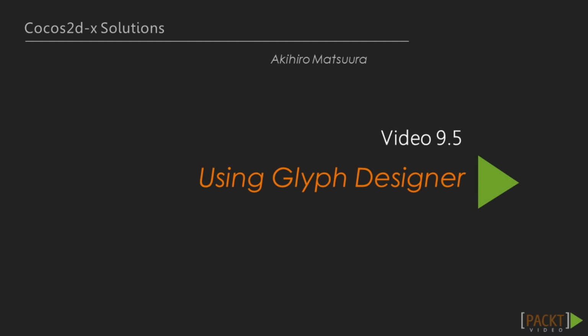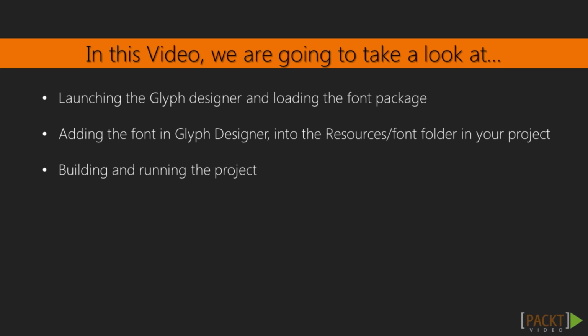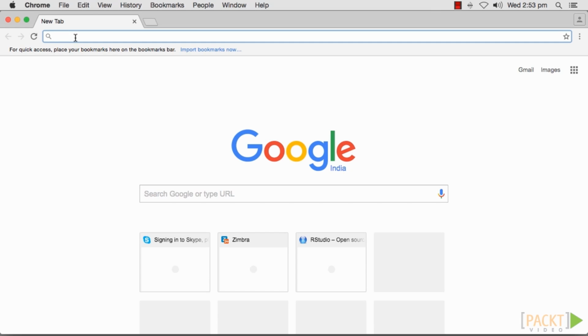Hi, in the previous video, we learned how to use Physics Editor to obtain complex shapes in our game. In this video, we're going to take a look on how to use the bitmap font in Cocos2d-x. Glyph Designer is a paid application, but you can use a free trial version. If you don't have it, let's go to Google Chrome.